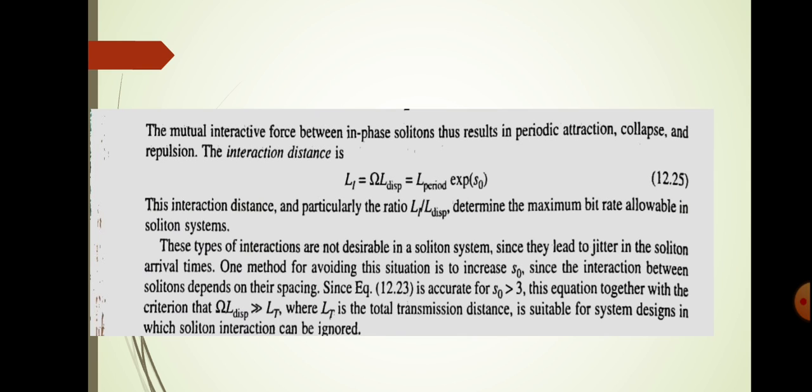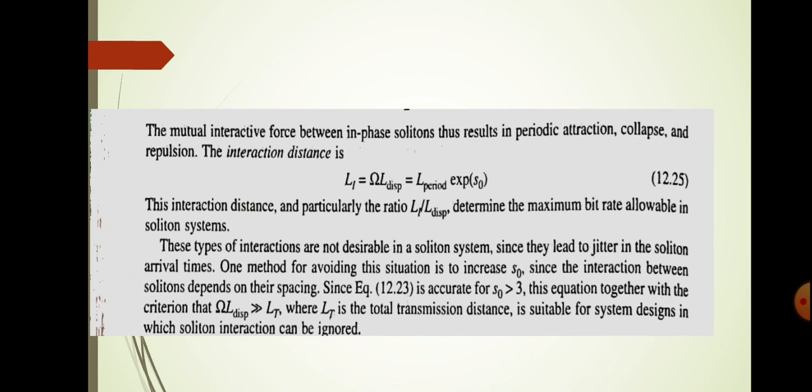This interaction distance is usually expressed in terms of Li divided by L dispersion, and that will determine the maximum bit rate allowable in the case of soliton systems. So interaction distance is a main factor, and these types of interactions are not desirable in soliton systems because they lead to jitter in the soliton arrival times. So we have to avoid these soliton interactions. For that we design the soliton link, and one method for avoiding this situation is to increase the value of S0 so that we can reduce the interaction between the solitons. Since the interaction between the solitons depends upon their spacing, if we increase S0, we can usually avoid the interaction between the solitons.